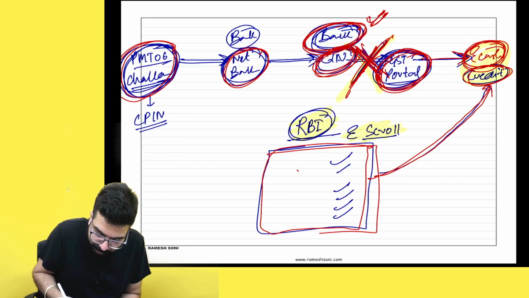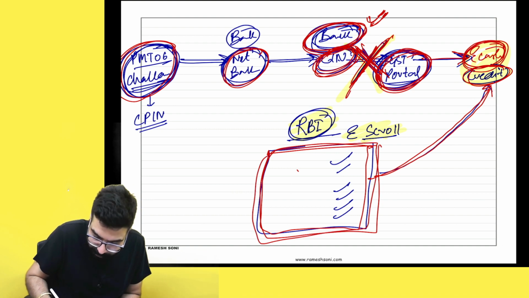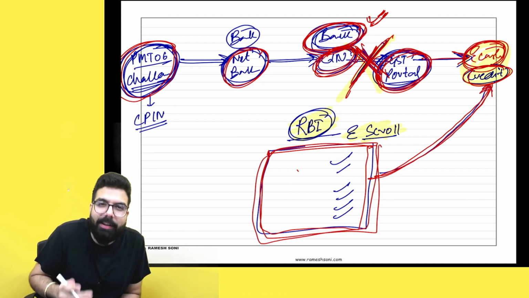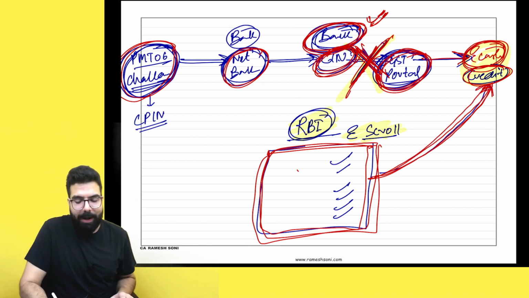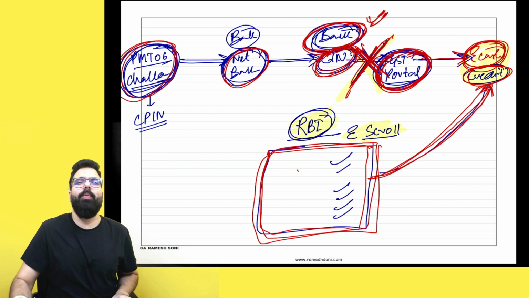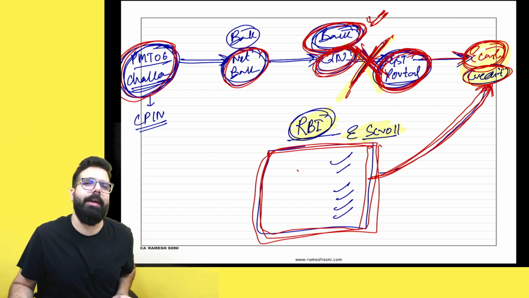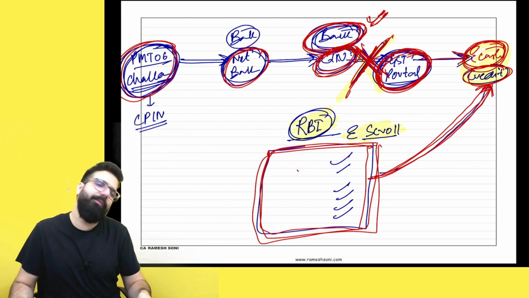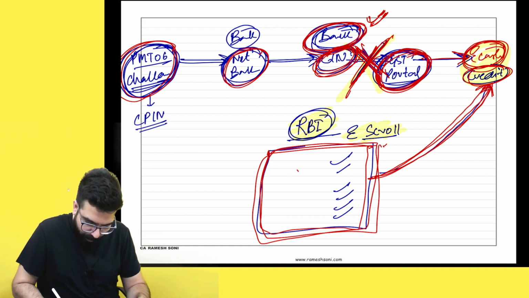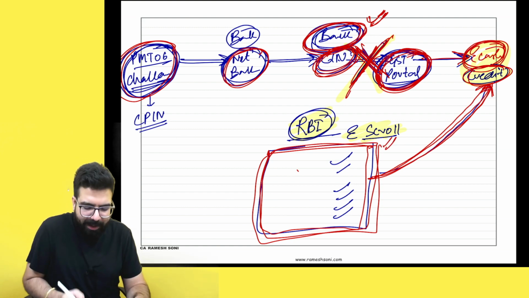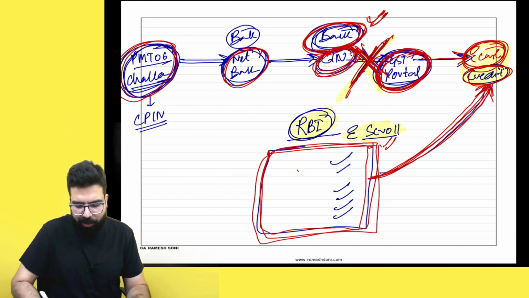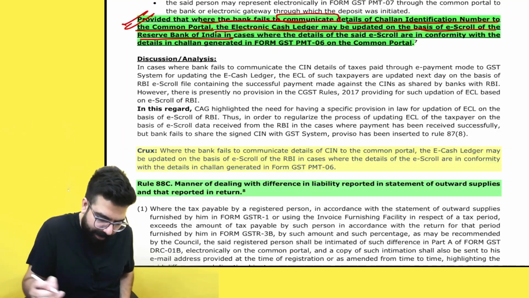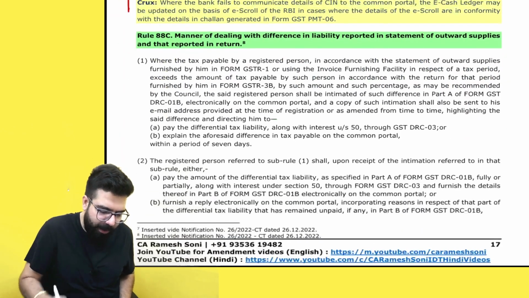Basically, RBI prepares a list. On the basis of the RBI's e-scroll list, basically the statement, your e-cash ledger can be updated by the GST portal. They don't have to wait for the bank now to communicate the SIN number. Even if the bank fails, from the e-scroll list of the RBI, which lists the payments that have come to the bank government account, your e-cash ledger can be updated. That's all. This is one analysis which I have written, nothing very important.